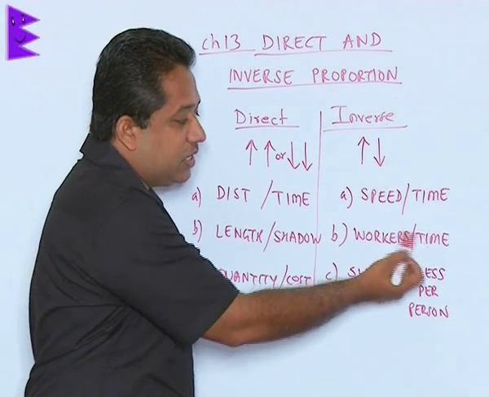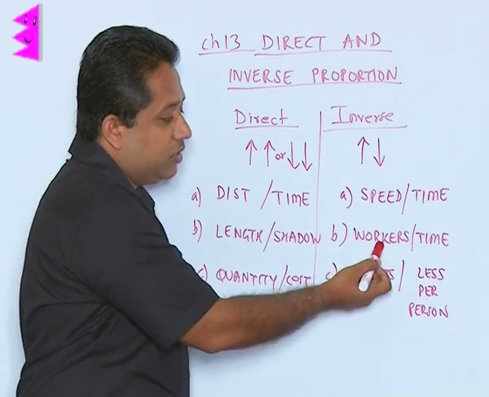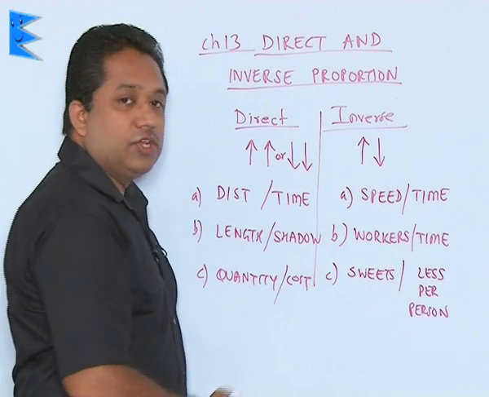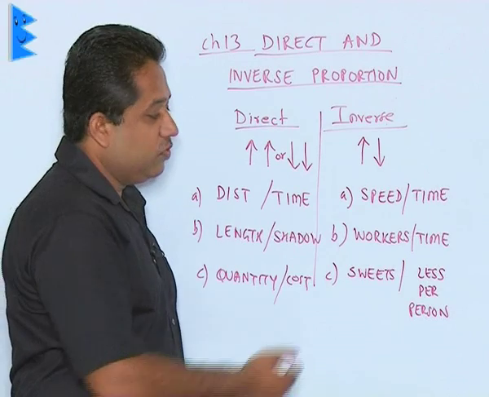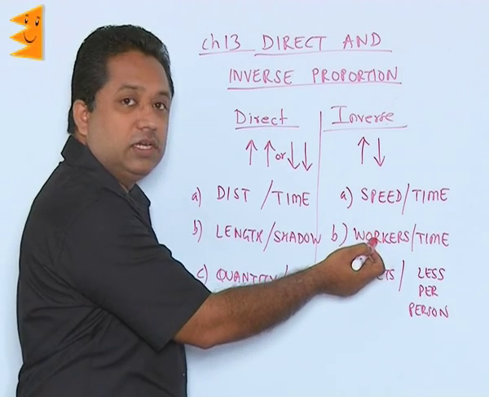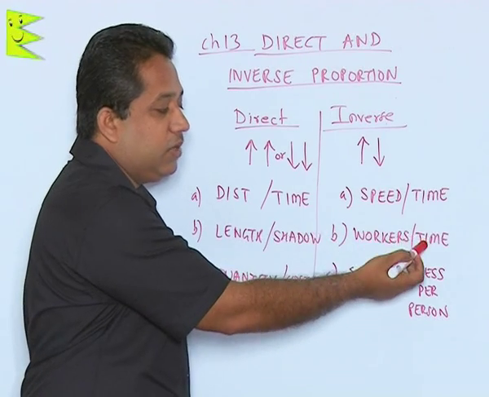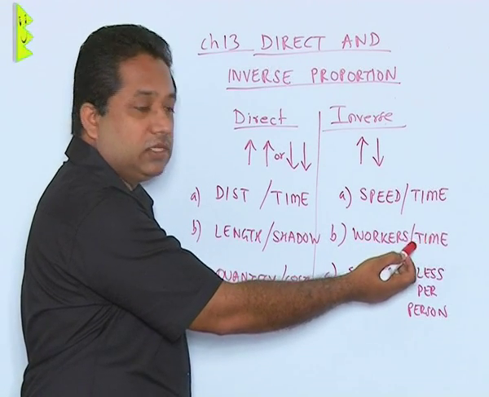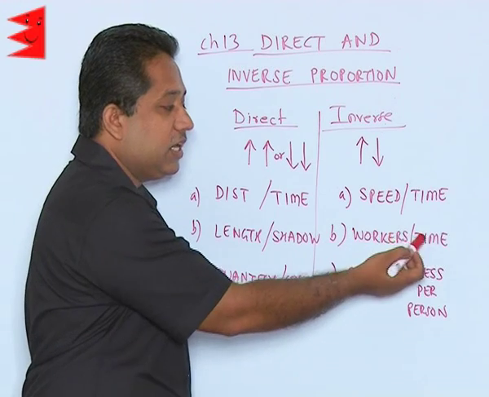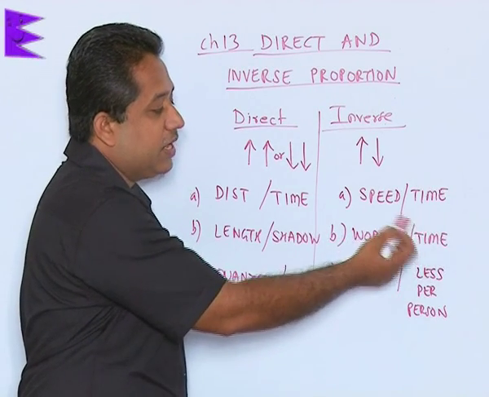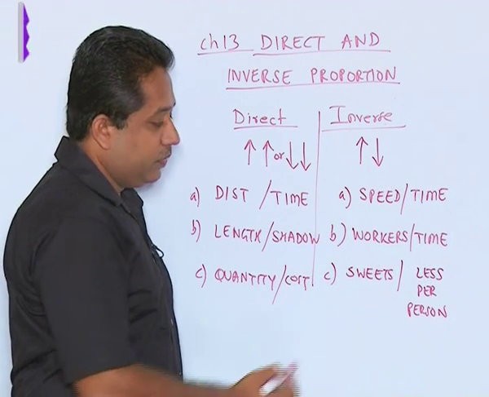Look at workers and time. In the second example, when we have more workers, the time taken to finish the work will be less. So, if we increase the number of workers, the time taken will be less. If we have fewer workers, then the time taken will be more to complete a task. So, the number of workers and time will again be inversely proportional.